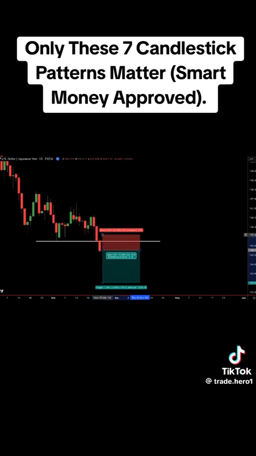But behind the scenes, smart money is watching. They're not selling. They're waiting. They know the stops are stacked just above that candle.